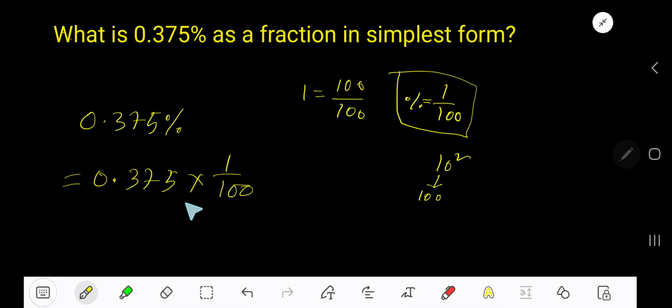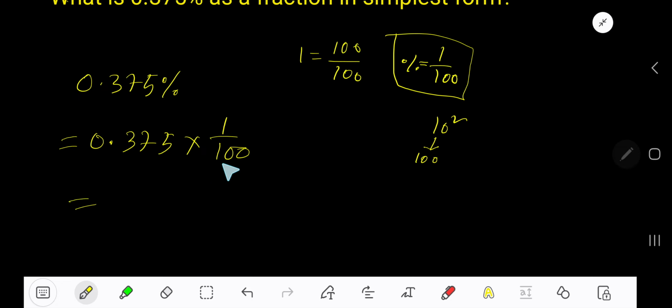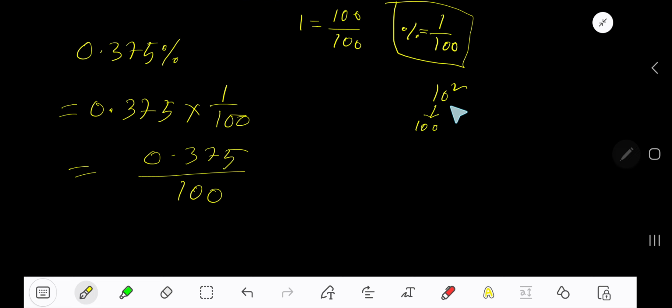Now divide this by 100. If you divide this by 100, what will you get? Look, 10 to the power 2 means 100, so 100 is a power of 10. To divide a decimal by a power of 10, just count the number of zeros and move the decimal point from right to left equal to that number of zeros.